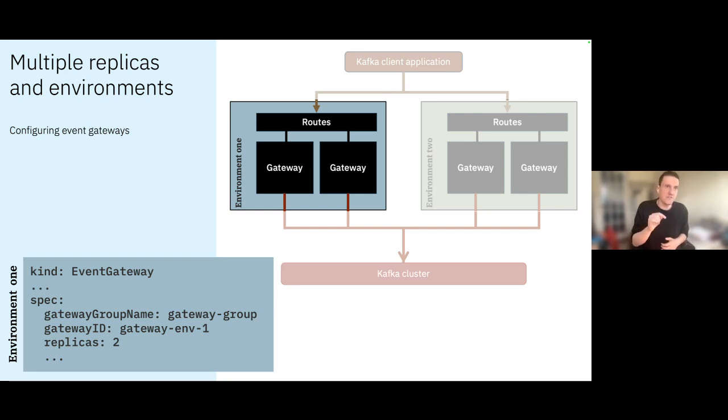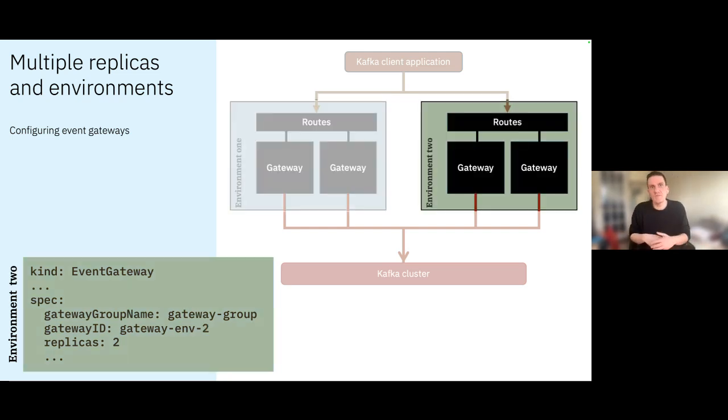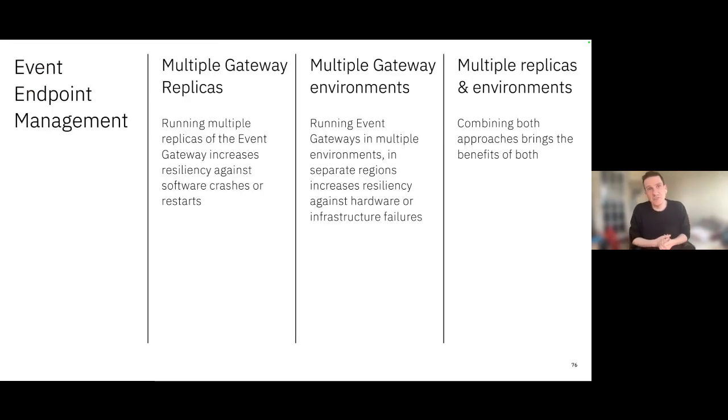So you would identify each environment uniquely with the gateway ID, gateway env1, and you would specify how many replicas you want, replicas 2. And then in the other environment, gateway env2 to identify this environment, and replicas 2. And you might have a different number of replicas in each environment in each region if you wanted. So those are options. It's a lot simpler than what I was going through for Event Streams. But by thinking a little bit carefully about where you deploy your gateways, you can make sure that that gateway service is resilient and highly available.